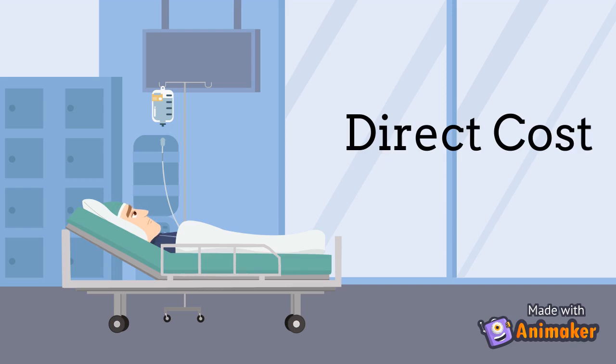Firstly is the direct cost. Direct costs are the outcome of outpatient and inpatient health care, including surgery. For example, like when people who are obese need to pay more on their health care and spend a lot of cost for the treatment and diagnosis.